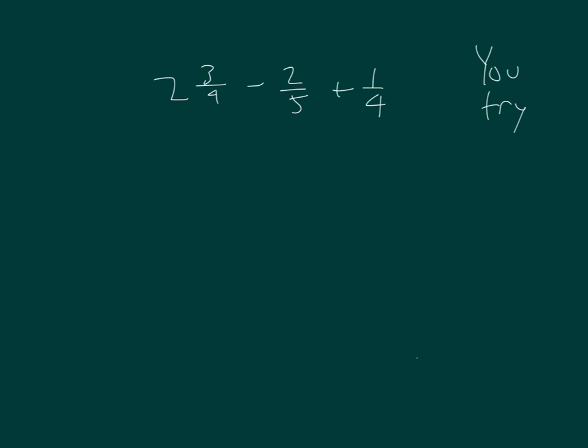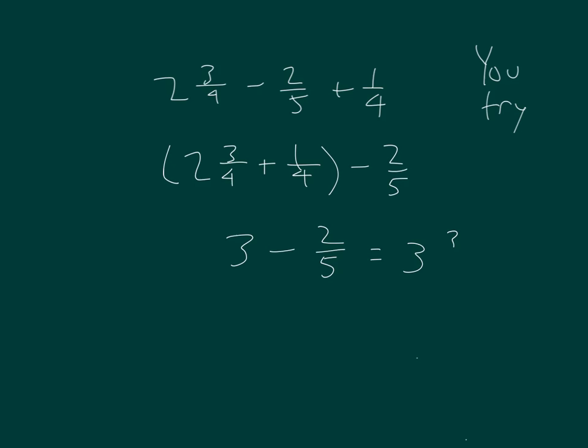Okay, it's time for you to try. 2 3/4 minus 2/5 plus 1/4. Pause the video while you do your work. Group like units first. 2 3/4 plus 1/4 is equal to 3, and I have 3 minus 2/5, which equals 2 3/5. Check your work against the screen.